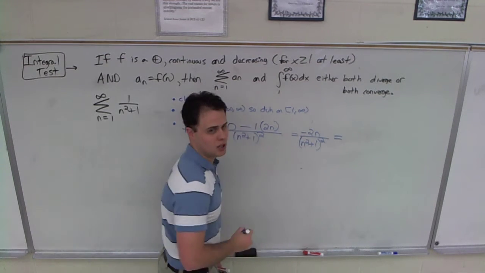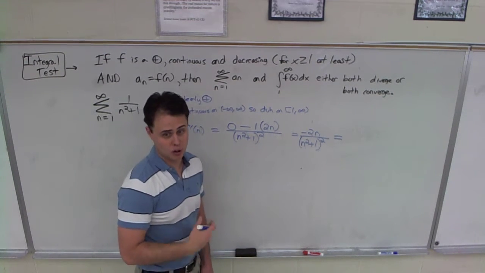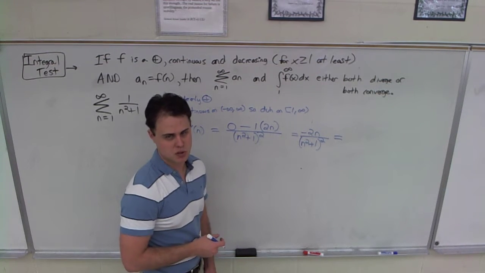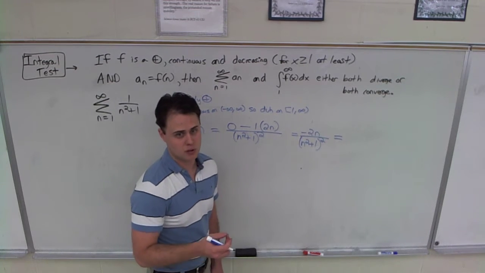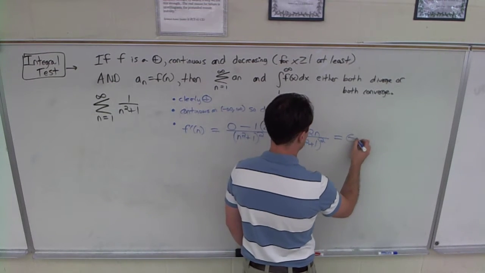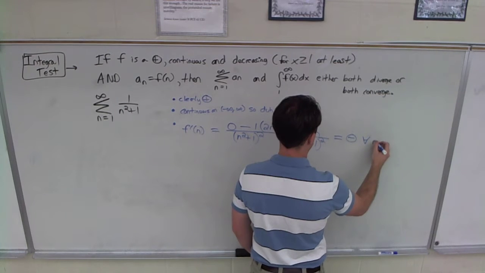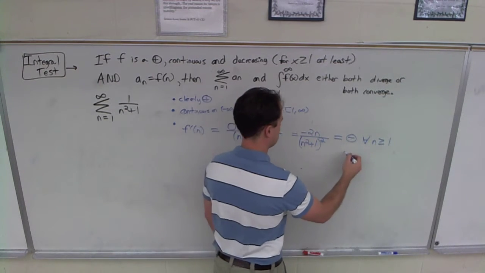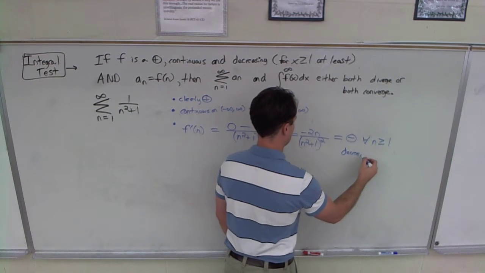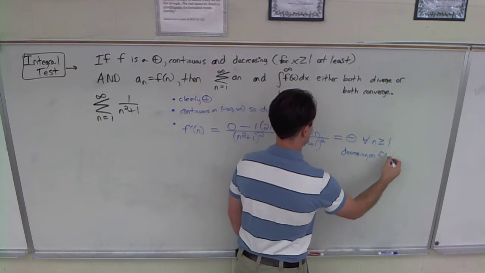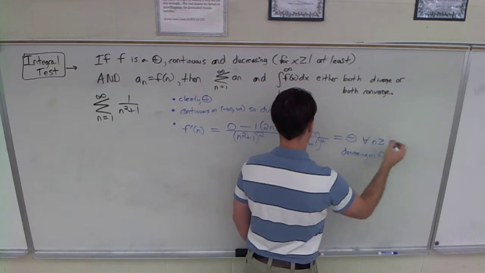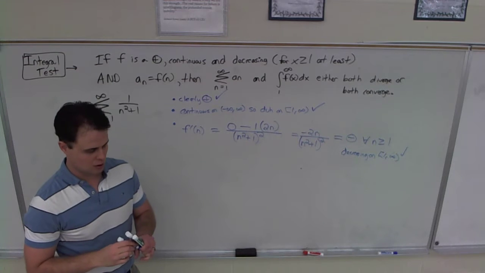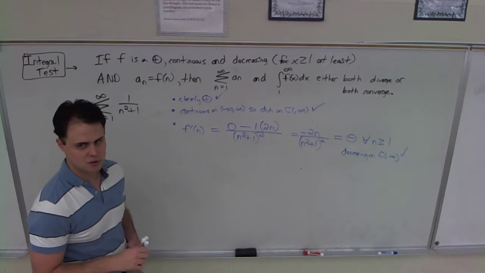This one's even more clear-cut than the last one, isn't it? The top is clearly always negative for all values of n, unless n is negative, but we're not worried about those. And the bottom is clearly always positive. So this is definitely negative for all n greater than or equal to 1, which is what we're looking for. So decreasing on 1 to infinity, check, check, check. We're going to be checking lots of conditions, so I want you to get used to that. You don't have to put the check mark, of course, but it's good for the thought process.